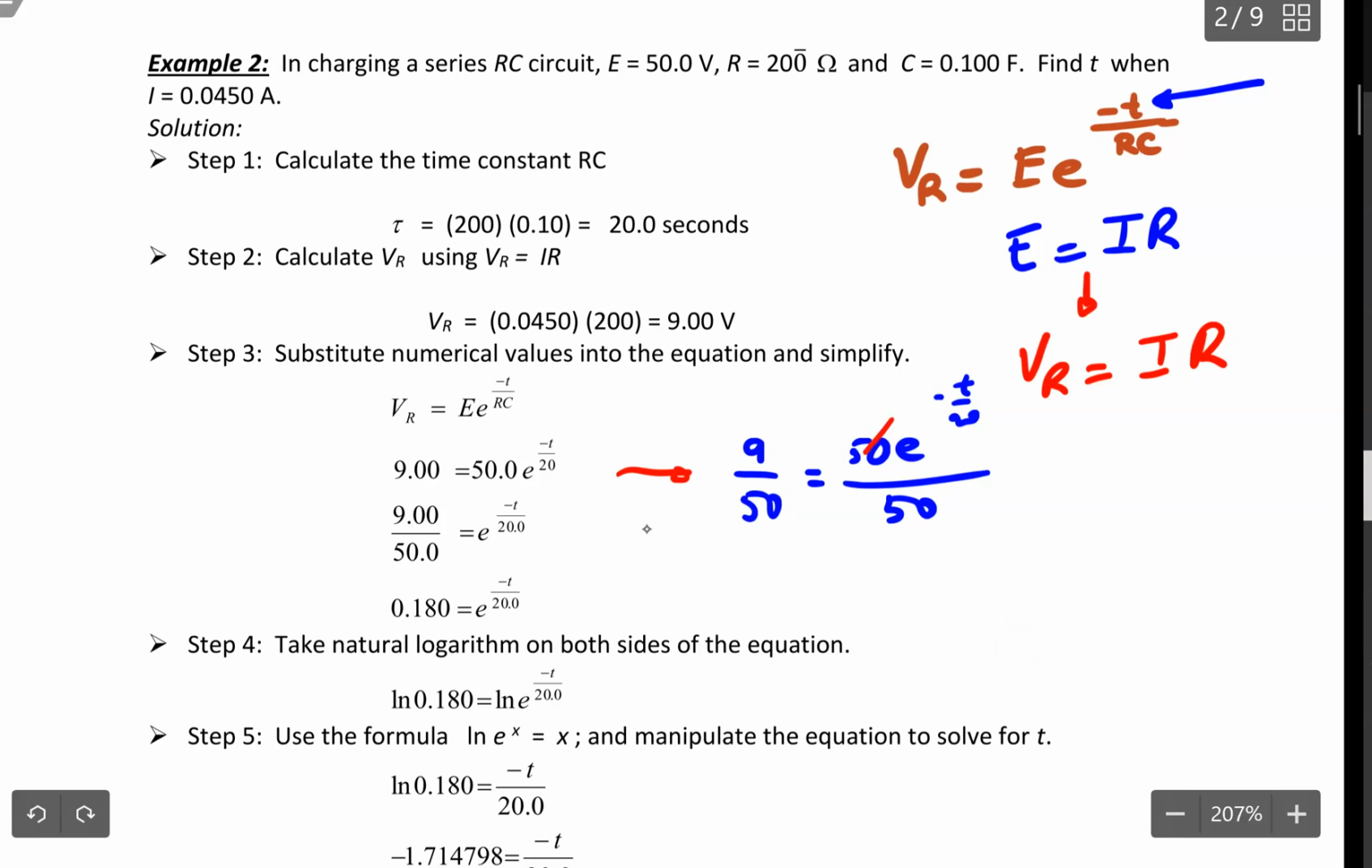So that means the 50 cancels out, and I just have e to the exponent negative t divided by 20 on this side. And you see the 50 is going to the other side. Or in advanced mathematics, we can say that you multiply by 50, bring it across your equal sign, and you have to change to the opposite operation. That means you divide by 50. So 9 divided by 50, I have 0.180.